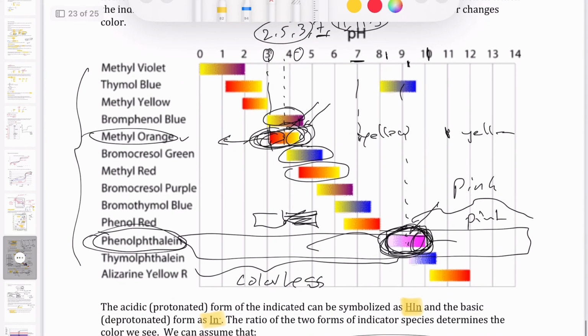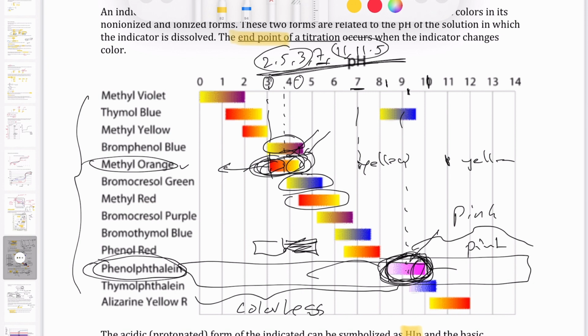Right? Let's look at phenolphthalein. What is the color of phenolphthalein at pH 2.5, 3, and 7? You notice that all of those numbers are right here, which is way before phenolphthalein will change color.